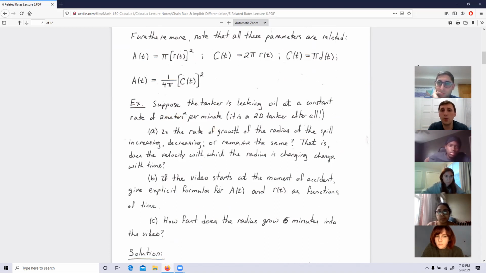Now, is the radius growing at a constant speed? Is it speeding up or is it slowing down? Please write in the comments if you see that. As the leak is expanding every minute, the area of it is expanding by 2 square centimeters. Is the radius growing faster with time, speeding up with time, slowing down with time, or staying at a constant rate?